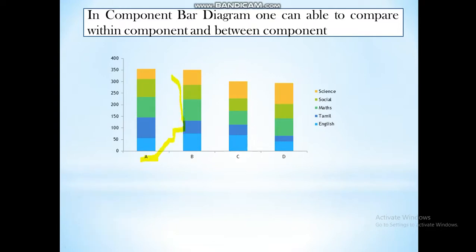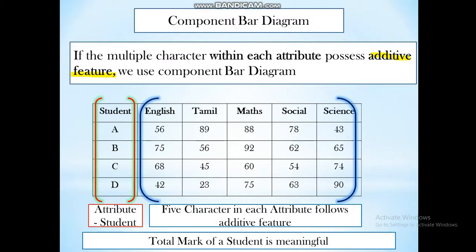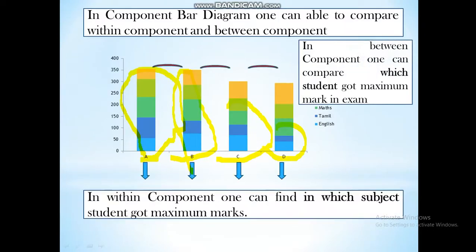Here we are forming components for each mark. Similarly, for student B we form components of marks, and similarly for student C and student D. So this is an example of a component bar diagram. We go for this component bar diagram if the multiple characters within each attribute possess an additive feature, then we will go for the component bar diagram.